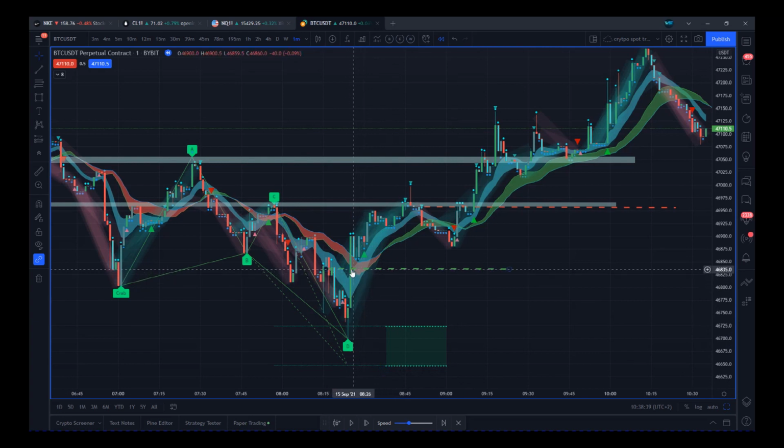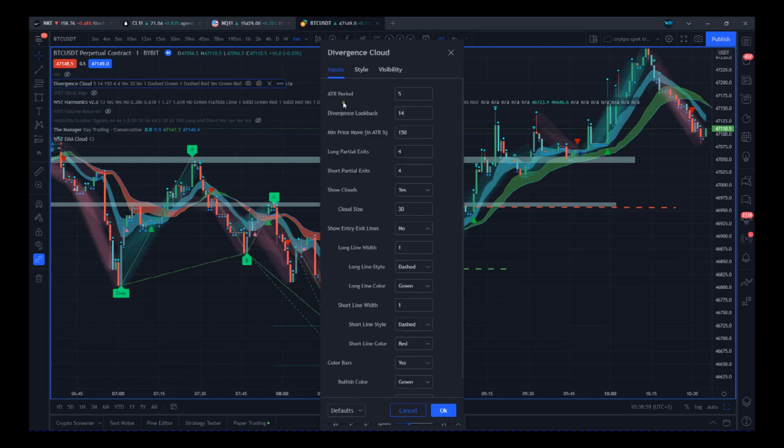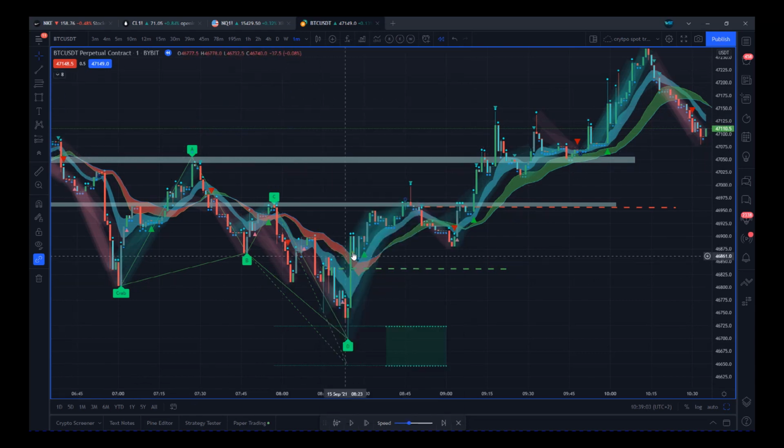Okay, with the divergence cloud, this green arrow which starts all of this messy cloud here, we want those divergences spotting earlier, so we'll change that ATR look back to 5. So the ATR period would change to 5, so we're spotting those divergences very early on.